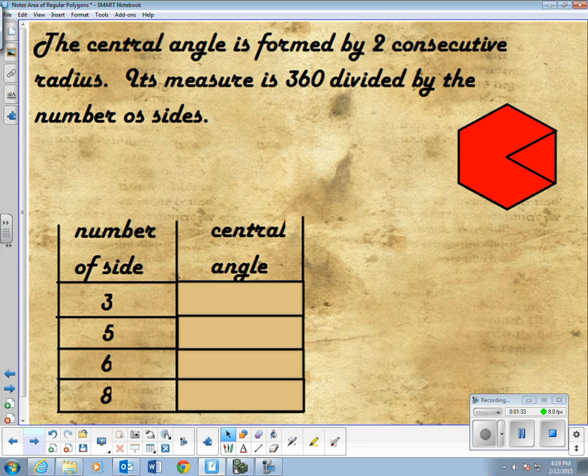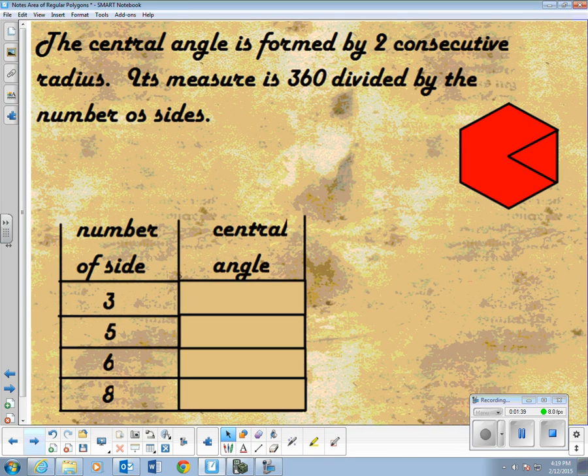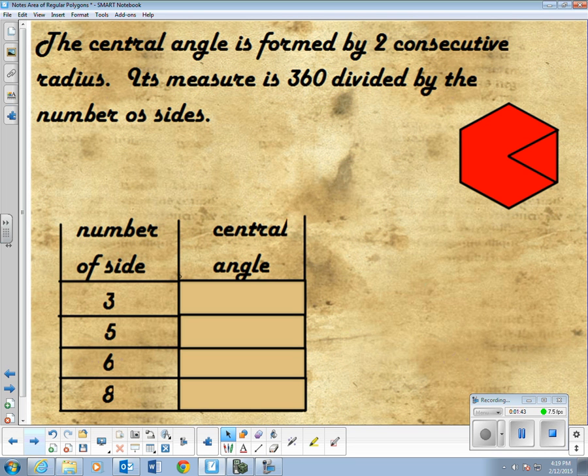If we have a regular polygon and we have that central angle formed right here in red, you see the central angle changes as the number of sides changes. In order to find the measure of that central angle, we take 360 degrees and divide by n, and that gives me the measure of the central angle.